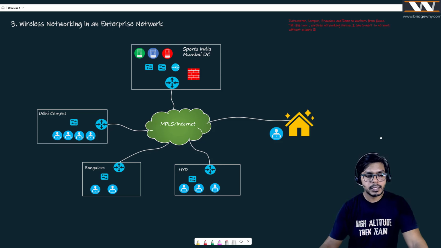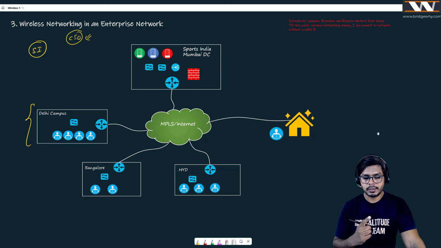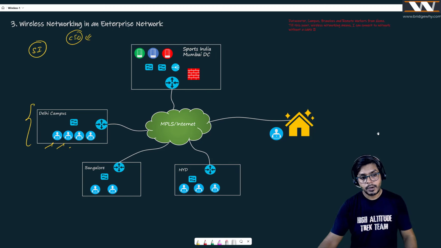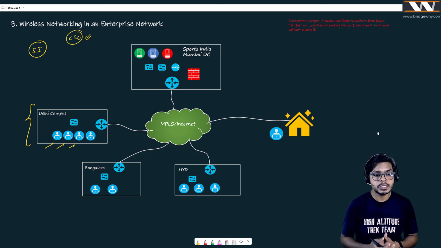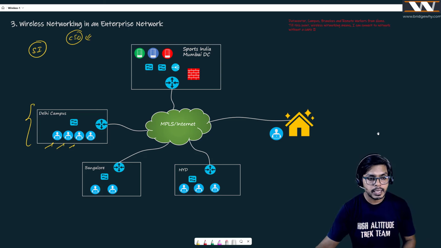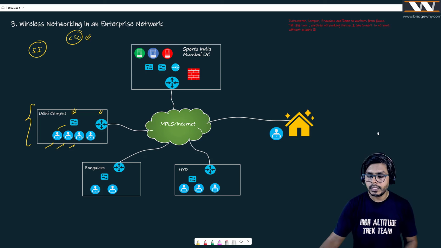Right now, what I'm seeing here is the Delhi campus of Sports India Private Limited. Why do we have this Delhi campus? When Mr. CEO started this business in Delhi, they opened one building in which many employees come and work together. If that is the case, we need to connect these employees so that they can get the services of internet, or maybe they can share files with each other, talk to each other, and collaborate well. Then basically I will be buying some switches and routers and connecting them, as simple as that, right?